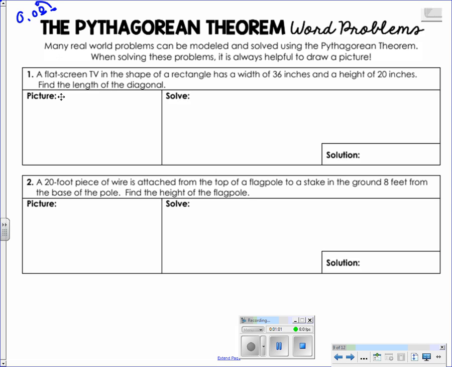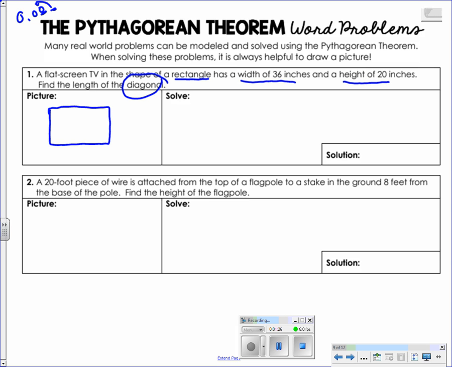Okay, so we have a flat screen TV in the shape of a rectangle. That's important, so I'm going to underline that. A width of 36 inches and a height of 20 inches. We are asked to find the diagonal. So for most Pythagorean theorem word problems, a picture helps. So I'm going to go ahead and draw my TV.